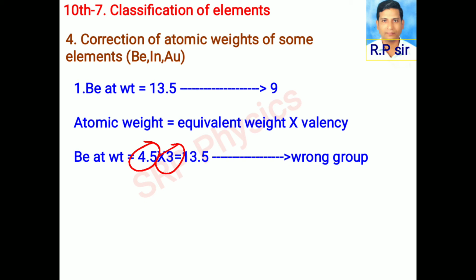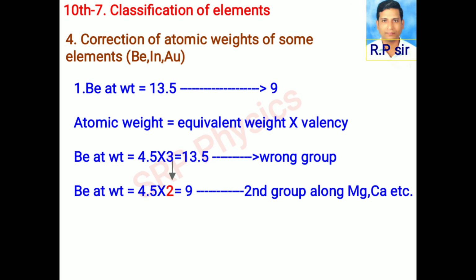With this atomic weight, it had to be placed in a wrong group in the table. Mendeleev said its valency should be only 2. Then its atomic weight would be 4.5 into 2 equals 9. If the atomic weight of beryllium is 9, it would fit in the second group and its properties practically are similar to magnesium, calcium, etc. of the second group elements.